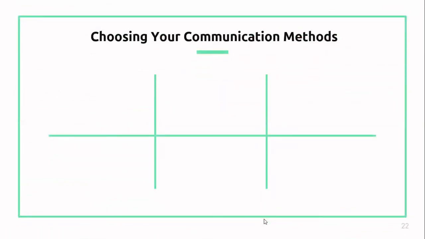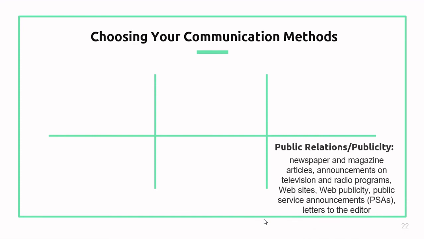So next is choosing your communication methods, or the promotional tools you may use in your activities, to promote your activities rather. So first, we have here public relations or publicity. So once you've determined who you would like to participate in your program or your activities, you need to focus on how you're going to let them know about the event. So public relations and publicity is the perfect method for you to do that.